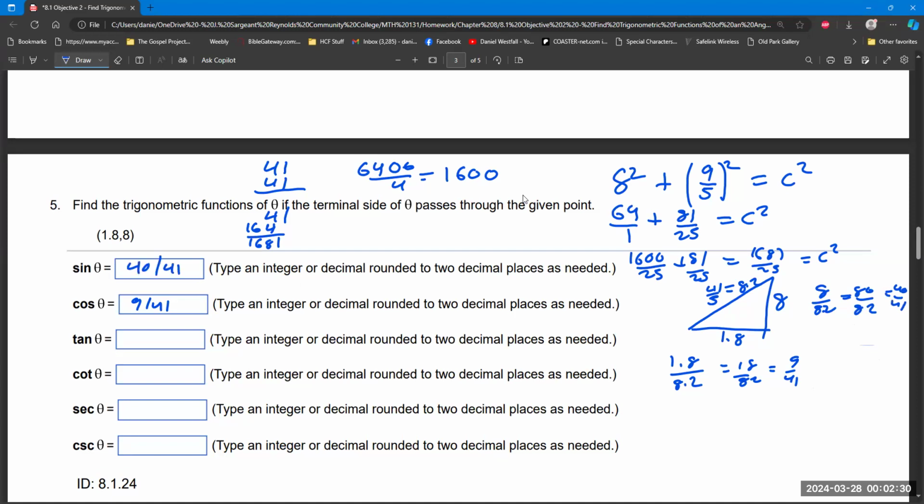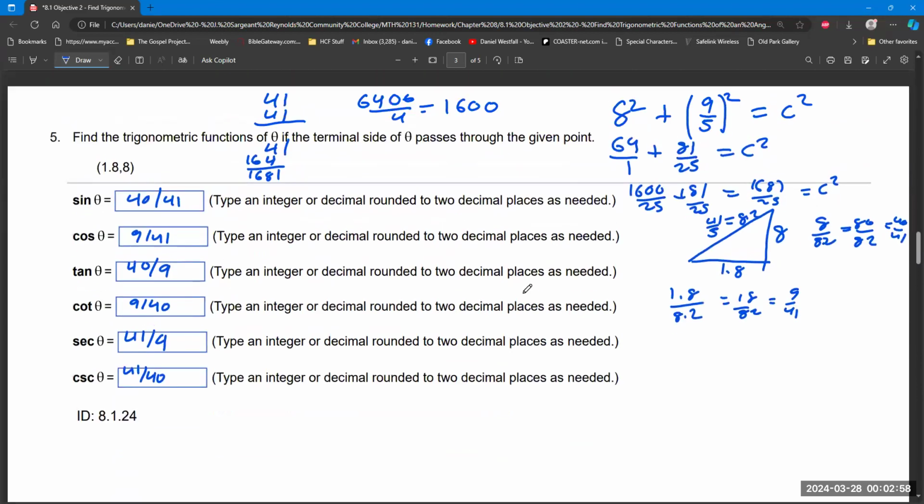And then my tangent is going to be 40 over 9. Cotangent is going to be 9 over 40. Secant is going to be 41 over 9. And cosecant is going to be 41 over 40. You can grab your calculator and change those into decimals if you want to. Let me do that for you.